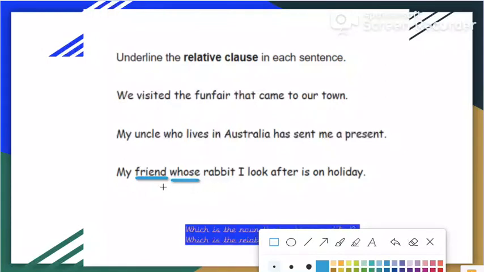Have a think, what punctuation am I missing as well? So my friend, comma, whose rabbit I look after, comma, is on holiday. So my main clause there is my friend is on holiday. Then I've added in my relative clause. Is it an embedded clause? It is indeed, because it's gone in the middle of my sentence as my starter.